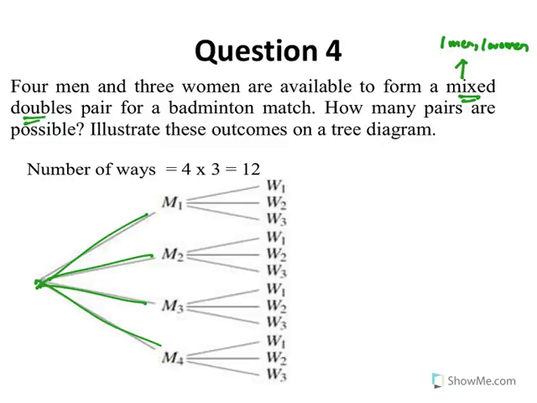Then after that, I choose the woman, and I have 3 choices. So there are a total of, again, 4 times 3. Total of 12 possibilities. Okay? Easy, huh? Easy? Can?